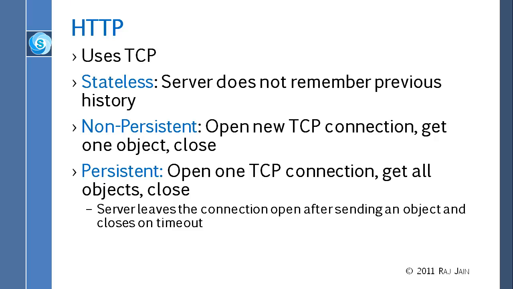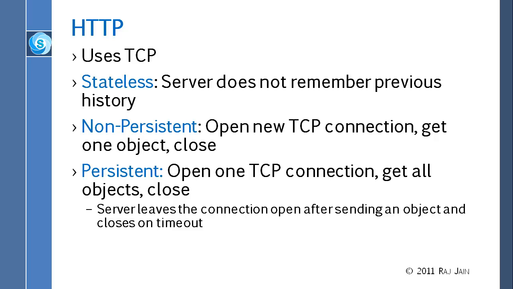The third thing is non-persistent. Initially, when the servers were designed, they set up a TCP connection for every single object. So on a page, you have text, you have a picture. Let's take a simple page with text and maybe 5 pictures. So there are 6 objects, text and the 5 pictures, right? So you will make 6 TCP connections. First TCP connection to get the text, close the connection. Second TCP connection to get picture number 1. Third connection to get picture number 2. So that was called non-persistent TCP connection.